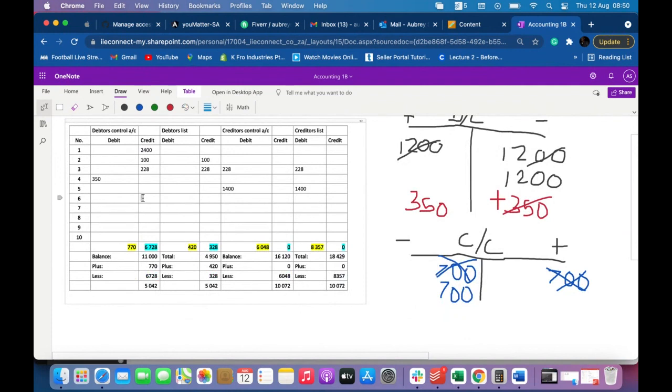Okay, so here we're supposed to say, okay, 2,000 again, we're doubling it so that we remove the 2,000 that was debited in error and also then record it correctly. So this is going to be 4,000. Okay, then creditor's control, remember we were supposed to debit it, but we credited it. So we're going to debit again for double here as well, 4,000.